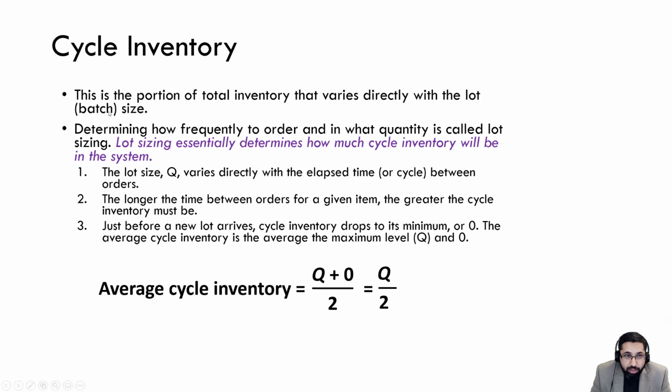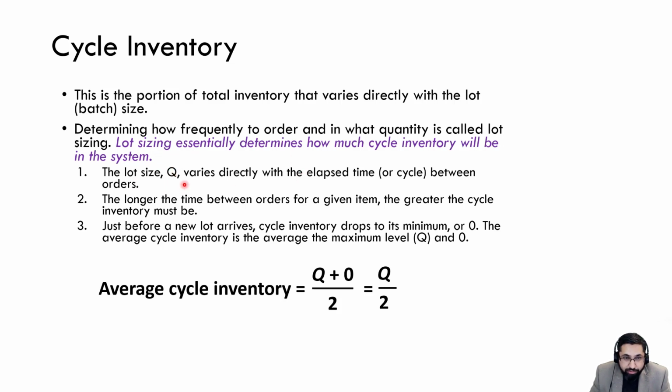Now, cycle inventory. This is the portion of total inventory that varies directly with the lot or batch size. Determining how frequently to order and what quantity to order is called lot sizing. Lot sizing essentially determines how much cycle inventory will be in the system. Let's say the lot size is given by the variable Q. So Q is just a label that holds the quantity that we manufacture in that batch size or order from the supplier in that batch size. So Q is a number which is our batch size.